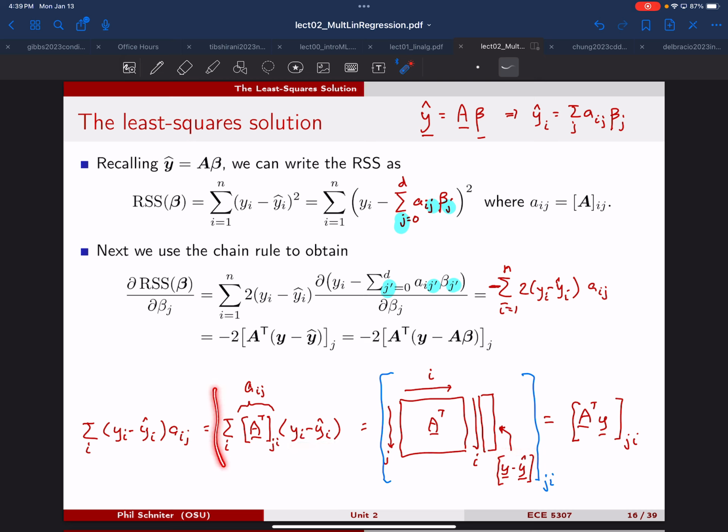And this is a scalar. So in this matrix vector multiply, we're taking the jth row and the ith column, and then we're just rewriting it compactly here: A transpose y, jth row, ith column. Oops, actually, I made a mistake. On the right, I left out the minus y hat. Sorry about that.